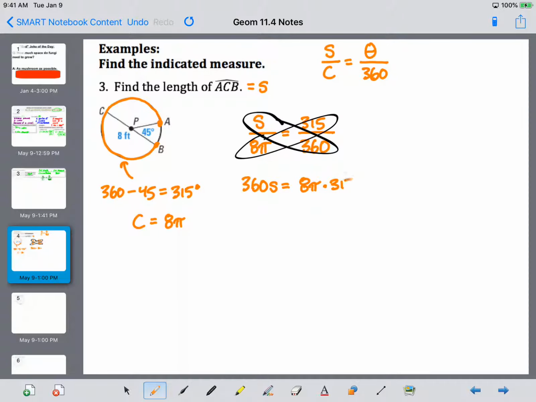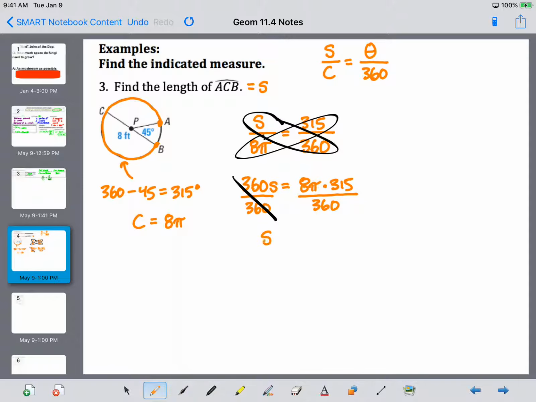And I'm just going to write that down. And now to get S by itself, we can go ahead and divide by 360. I encourage you to try plugging this into a calculator. I don't plug into the calculator until I'm to this point, so I don't touch the calculator until the very end. So we're going to do 8 times pi times 315 and divide that by 360.